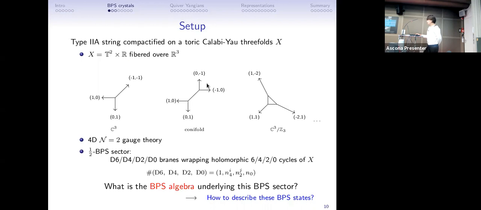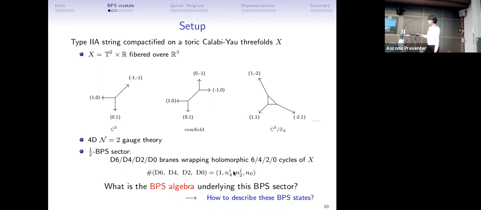So those have no compact four-cycle, which corresponds to the diagram with no closed loops, and those with a compact four-cycle have closed loops. So the half BPS sector we want to focus on is this D6-D4-D2-D0 wrapping on the holomorphic cycles. So we have one D6.